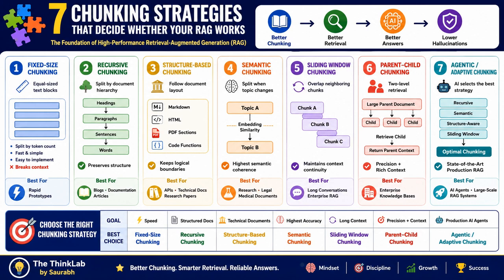The next one is strategy six, parent-child chunking. The sixth strategy is parent-child chunking. This is a two-level retrieval approach. First, a large parent document is created, then it's divided into many smaller child chunks. During retrieval, the vector database searches only the child chunks. So only the best child chunk is found. The entire parent document is returned to the LLM, right?